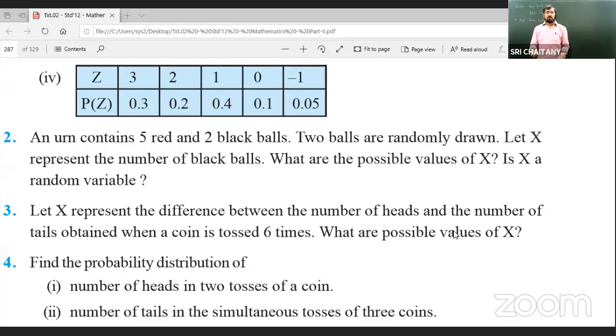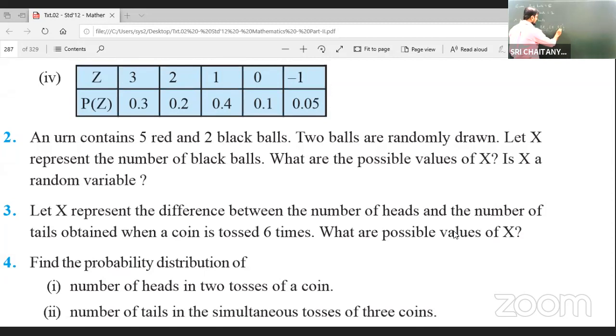Now, observe. 2 balls are drawn, right? Both may be black, BB. First one is black and second one is red. First one is red and second one may be black. Both may be red. Both black means 2. One red and one black means 1.